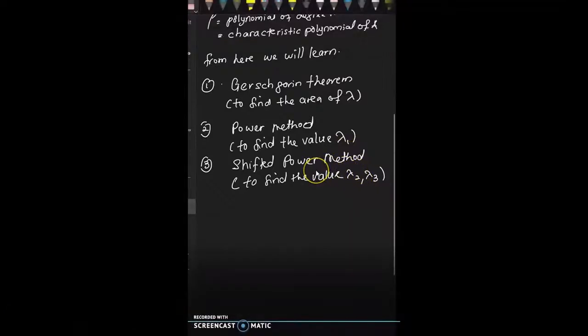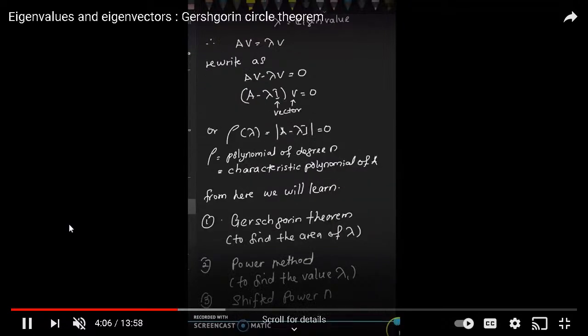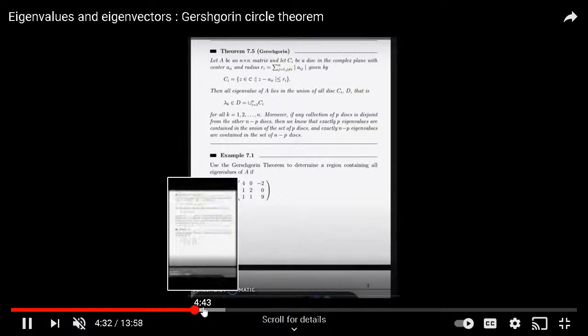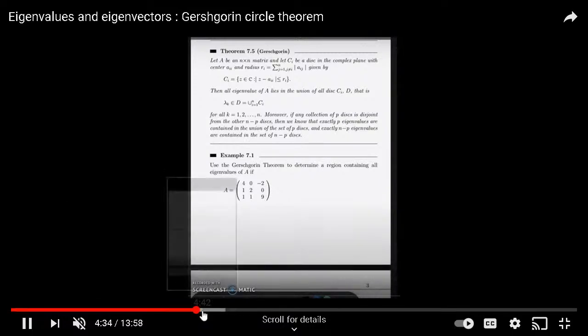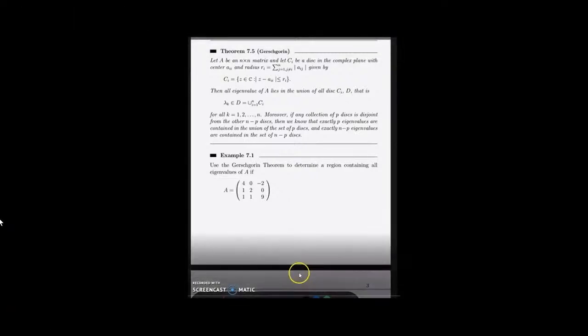All right, lambda 1 is the dominant, the maximum, and lambda 3 is the minimum, using the shifted power method. So now we are using the Gershgorin theorem. We already know how to find the radius. Do you know what a radius is? This is the area where lambda lies.